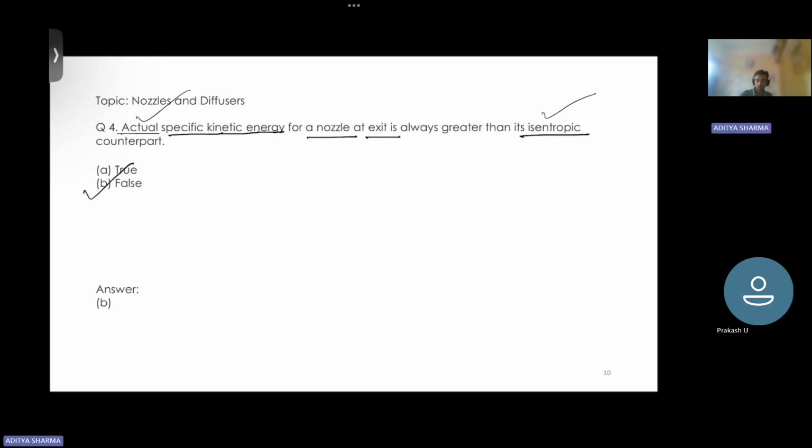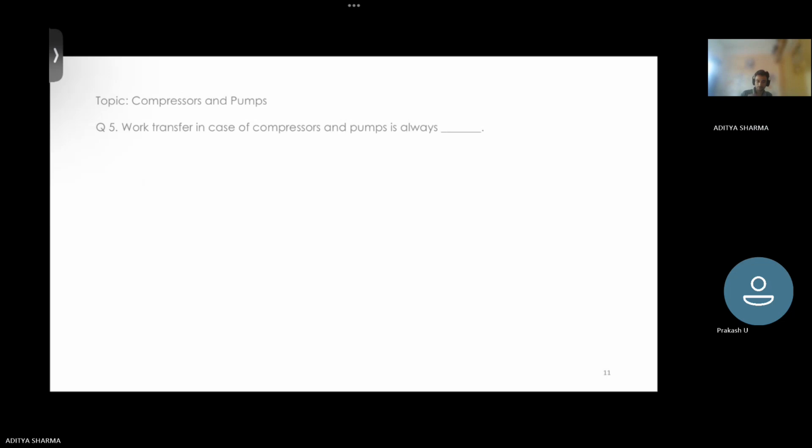Then moving on to the next question. This question is based on the discussion we have done in session 1, review of basic thermodynamics, where we saw the sign conventions for work and heat, right? If we remember that discussion, we will be able to answer this question.